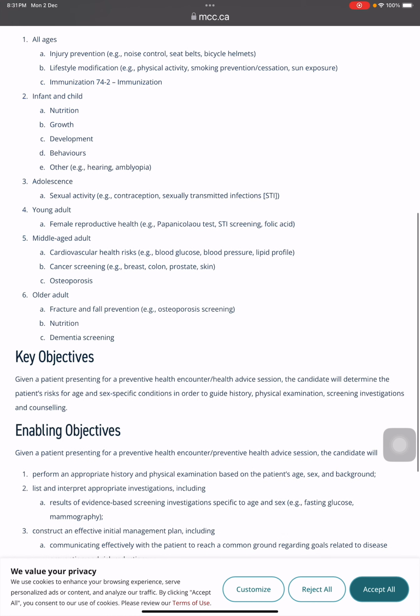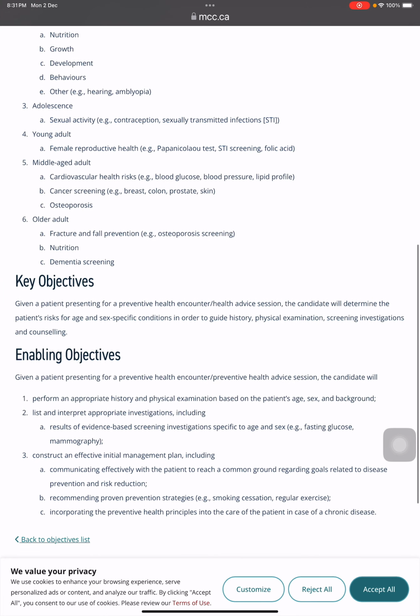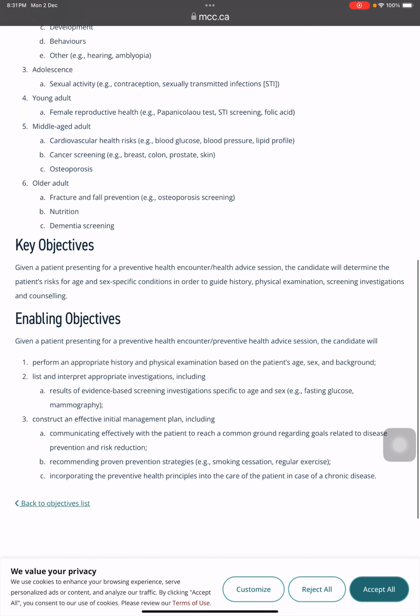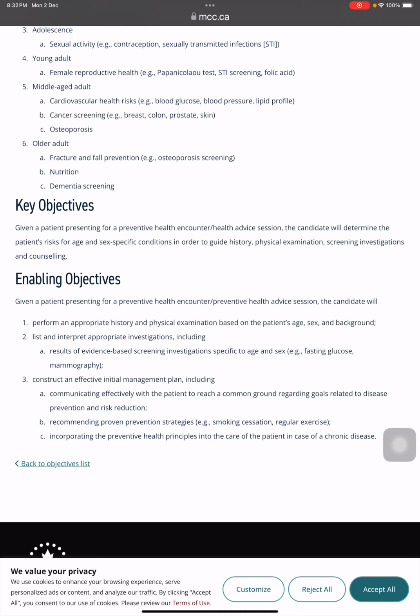And then for older adults, you will talk about fractures and fall prevention, osteoporosis screening, which is BMD. And then you will talk about nutrition, dementia screening, and cognitive screening. Okay. Now, what are the key objectives? Given a patient presenting for a preventive health encounter, health advice session, the candidate will determine the patient's risk, age specific and sex specific, in order to guide history, examination, screening, investigation, and counseling. So you need to know the history and examination part. You need to check for appropriate investigations in the patient.